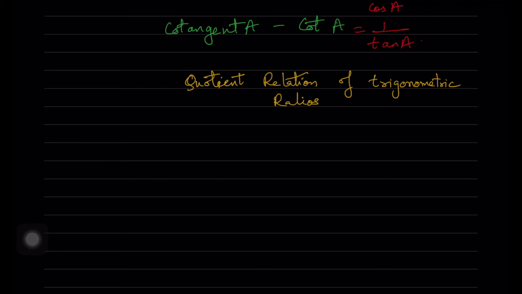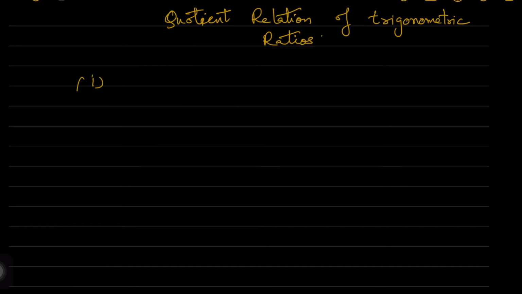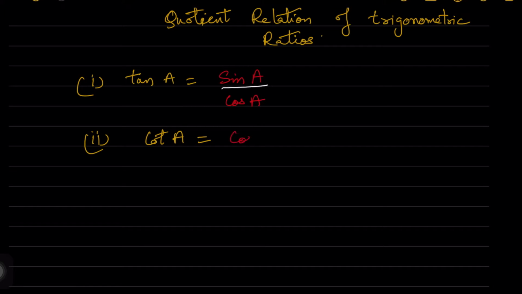Now, the quotient relation of trigonometric ratios. That means how tan A and cot A are written in terms of sin A and cos A. So tan A is equal to sin A by cos A, and we also have cot A equal to cos A by sin A.